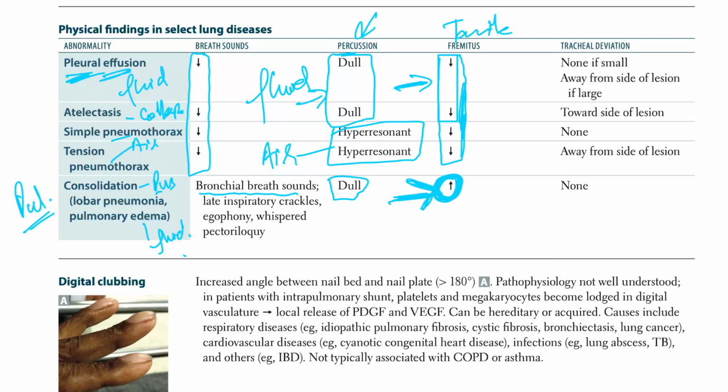Okay, and let's look at the tracheal deviation. What do we have in the tracheal deviation? None if small in the pleural effusion, but it's going to be away from the site of the lesion if large. So pleural effusions can lead to deviation away. The trachea would deviate away from the lesion if it is large. Atelectasis is towards. And again, tension pneumothorax is away.